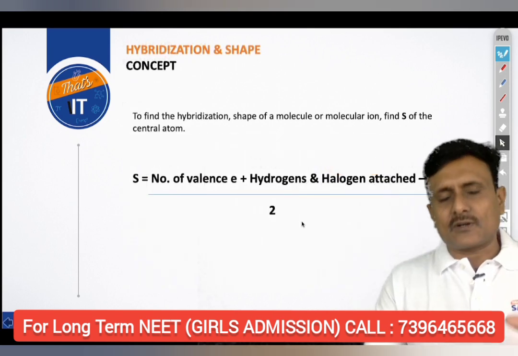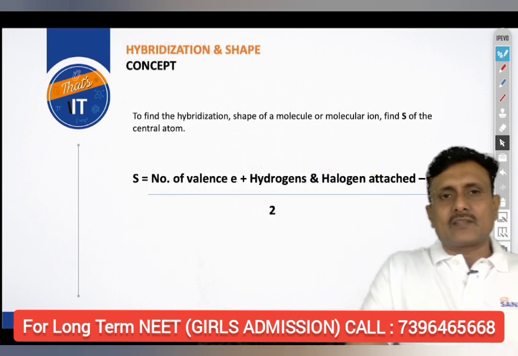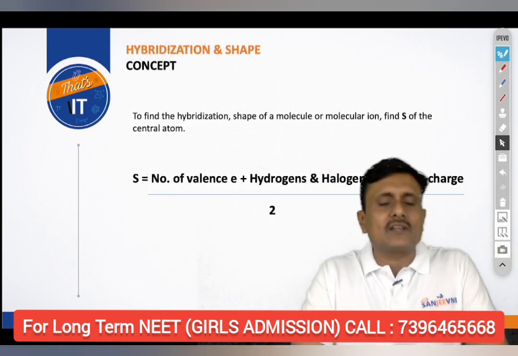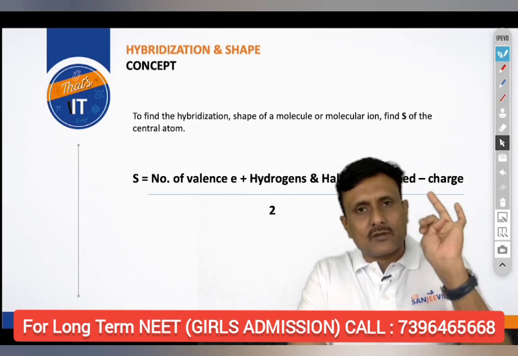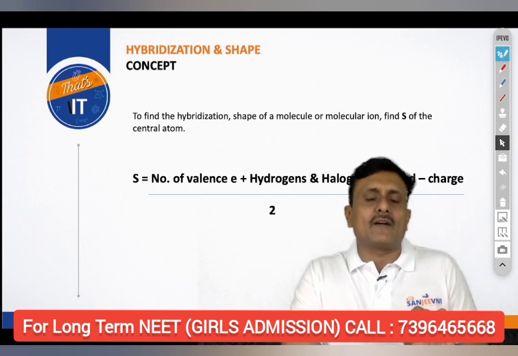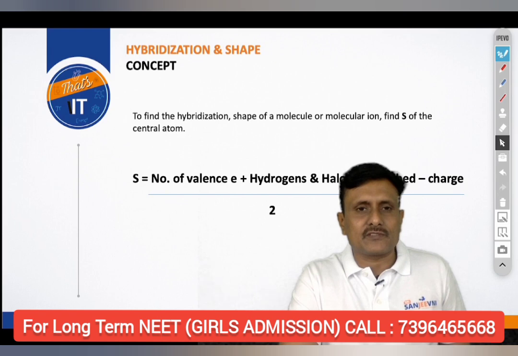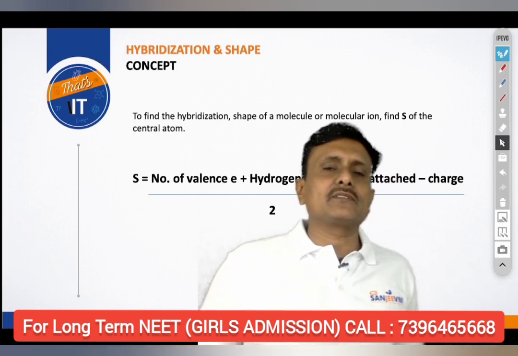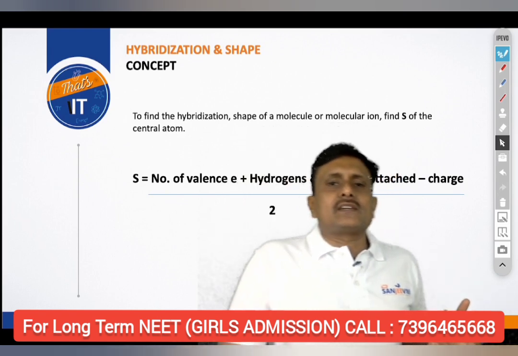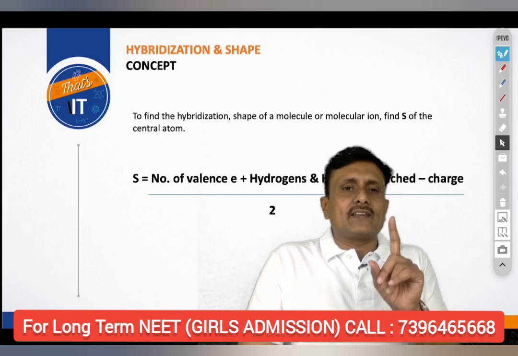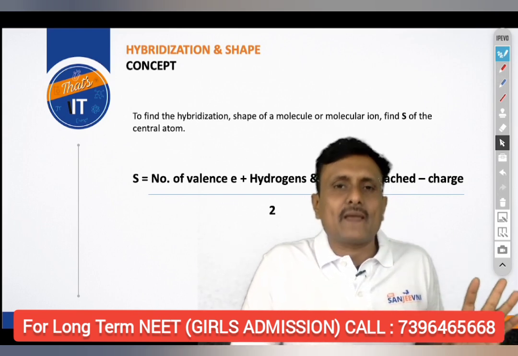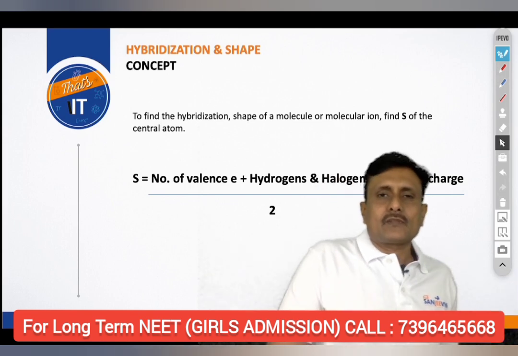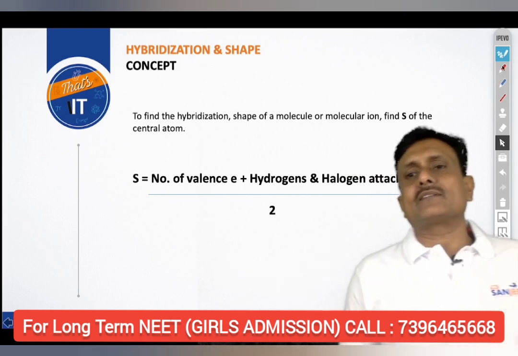Alright. So that shortcut, or the concept related to hybridization, is finding out hybridization, geometry and number of lone pairs by using a very simple formula. This is the formula which you can see on your screen. Hope you can see it. To find the hybridization and shape of a molecule, find the S. S is not sulfur here. S is just a number for the central atom. You can see here what S denotes.